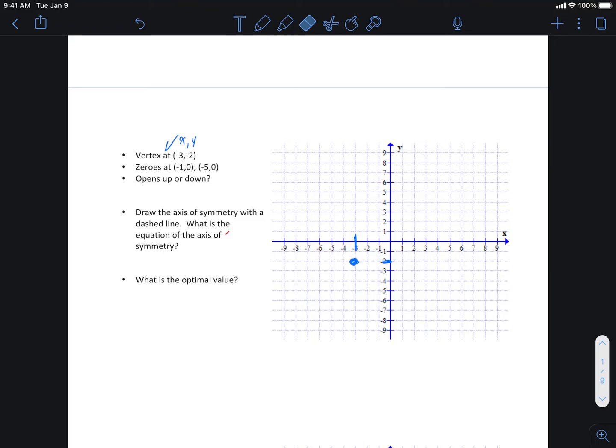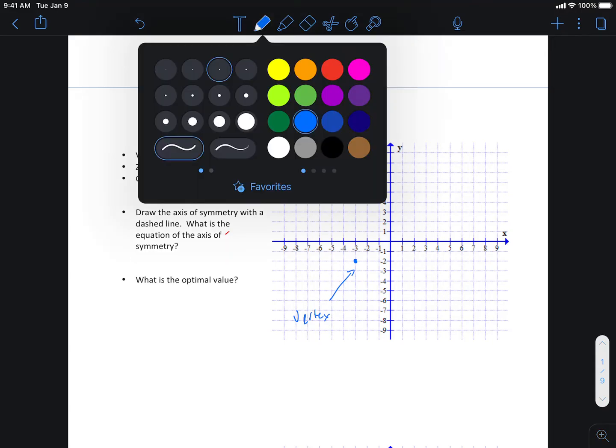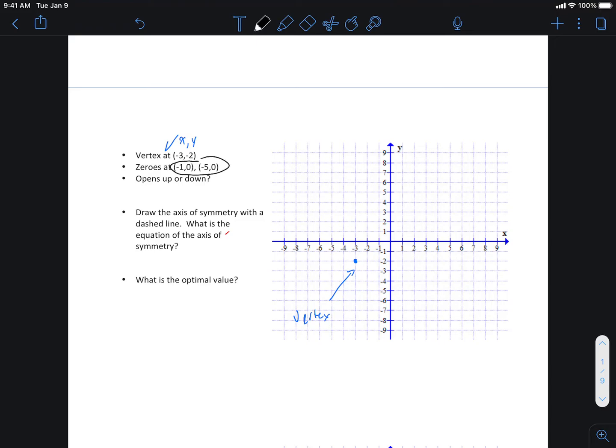Okay, there's your vertex. You could even label it vertex. Now, once you've labeled that, say, okay, where are the zeros? -1, 0 and -5, 0. Again, you can always write x and y so you don't make that mistake. -1, 0 is here, and -5, 0 is here.